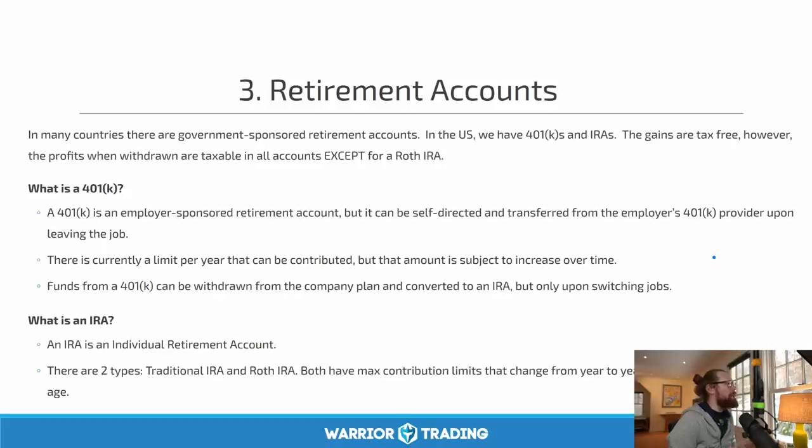And usually upon leaving a job, you could transfer the 401k into an IRA, which is an individual retirement account. Funds from a 401k can be withdrawn and converted to the IRA, but when you eventually withdraw the funds from the 401k at retirement age, you would pay income tax on those distributions. But the idea is that at that age, you'd be in a much lower income tax bracket, and so the tax would be more negligible, and it's not as big of a deal.